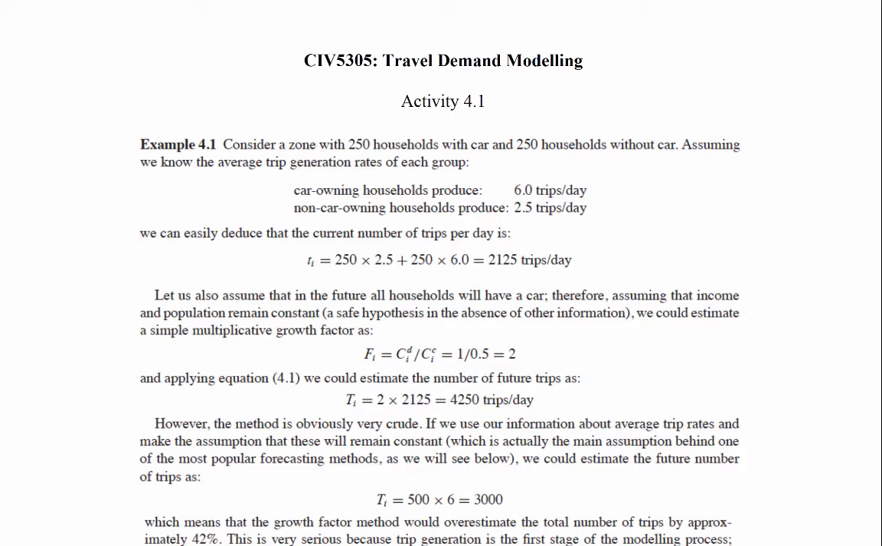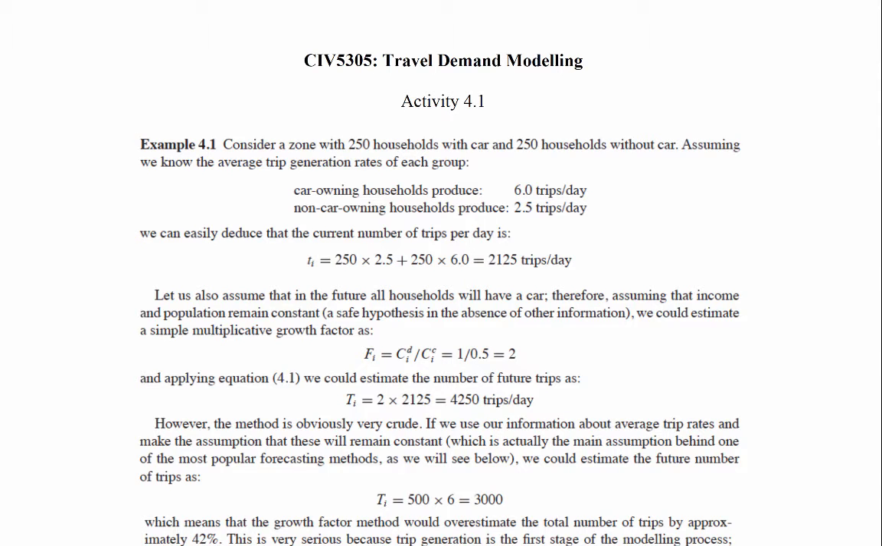We can easily calculate the current number of trips per day, therefore. So we have 250 households with no car multiplied by their trip rate, which is 2.5 trips per day, plus 250 households with a car, and they generate 6 trips per day. Therefore, we will have a total of 2,125 trips per day for that specific zone.